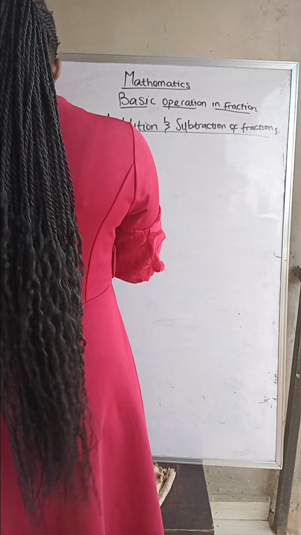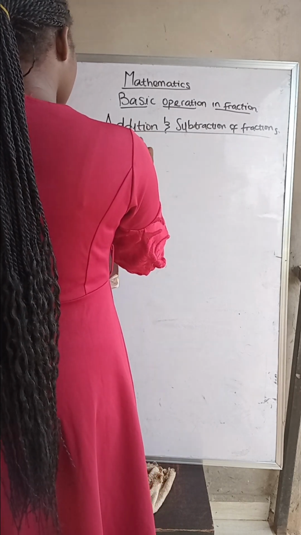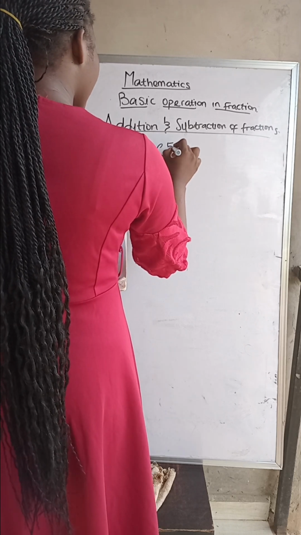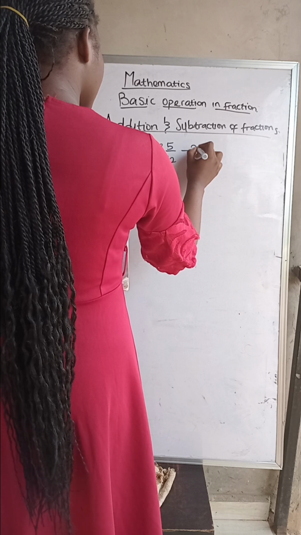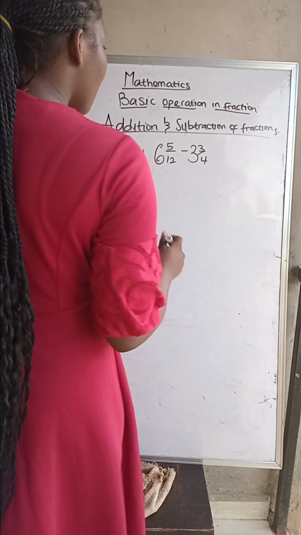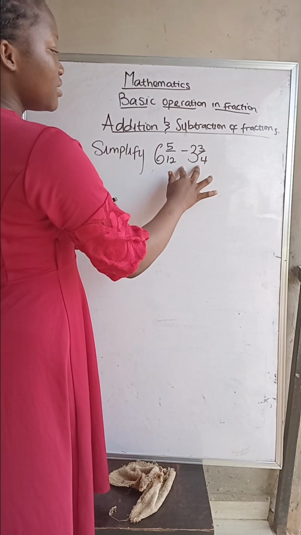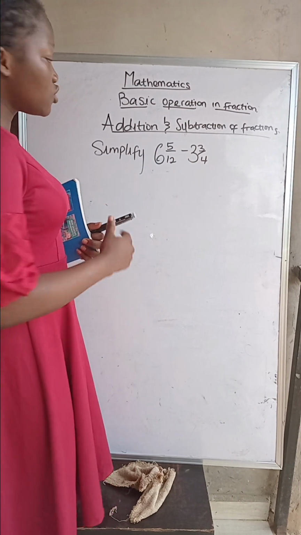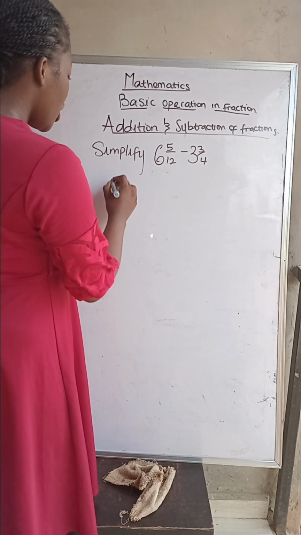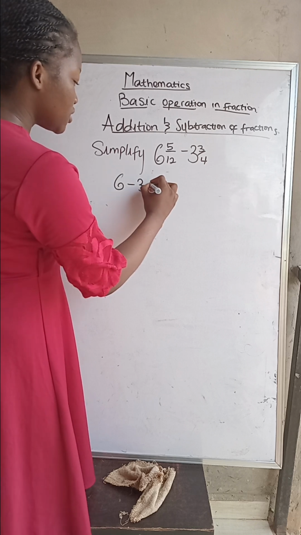Of mixed fractions. So we say simplify 6 whole number 5 over 12 minus 3 whole number 3 over 4. Now, the first thing you do, pick the whole numbers. So when you have 6 whole number 5 over 12 and 3 whole number 3 over 4, the first thing you do is 6 minus 3. 6 minus 3 is what? We have 3.